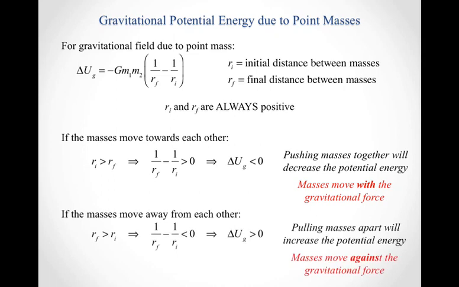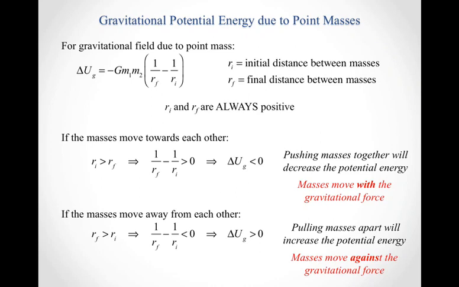On the other hand, if I move them away from each other, so now the final distance is greater than the initial distance, which means 1 over r final minus 1 over r initial is negative. The negative term inside my parentheses cancels that minus sign out front, and I get that the gravitational potential energy increases. So pulling your masses apart increases the potential energy, and again that makes sense because I know that in pulling them apart I'm moving against the gravitational force that was trying to pull them together.